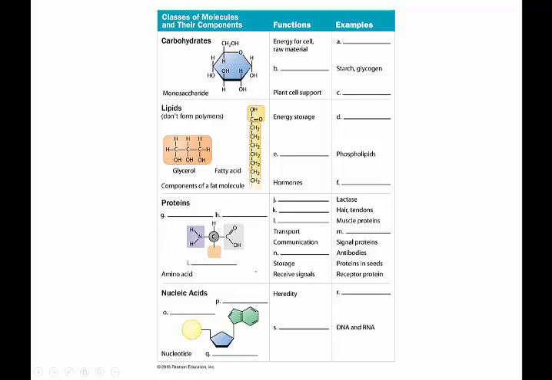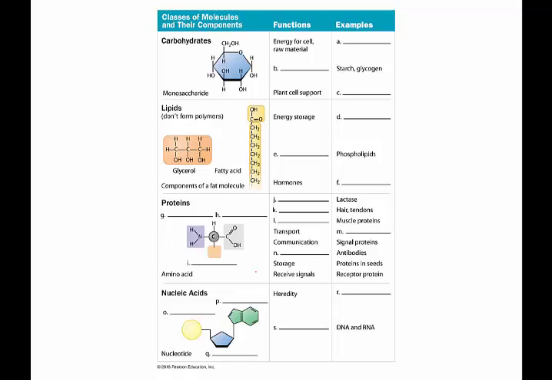This is a table from your textbook, and I think it's a very good table to go over. Here we're going to go over the four major groups of biomolecules. And again, remember the point of this lecture is to organize ideas. So hopefully I presented the material in such a way that you can organize the information. First we're going to talk about carbohydrates.